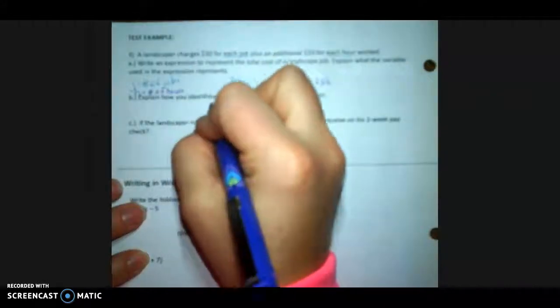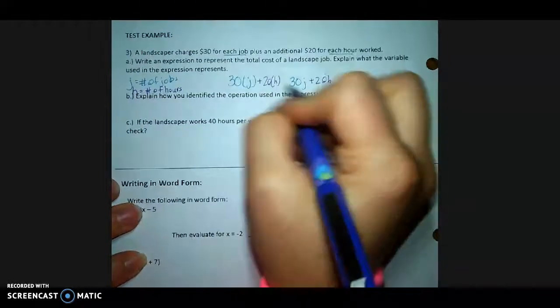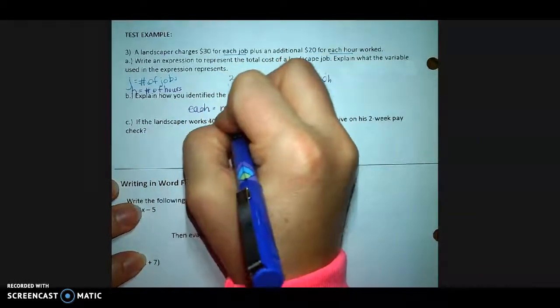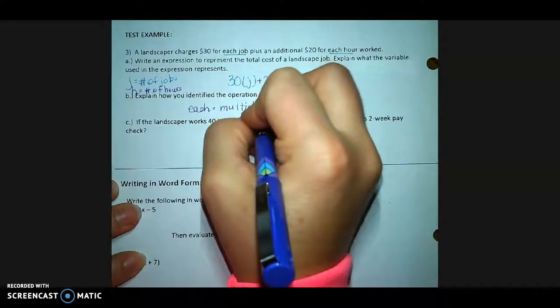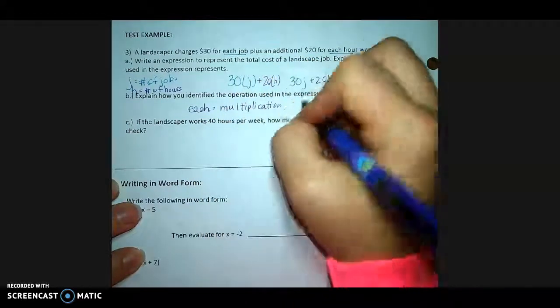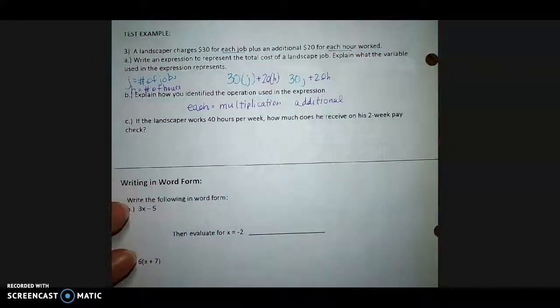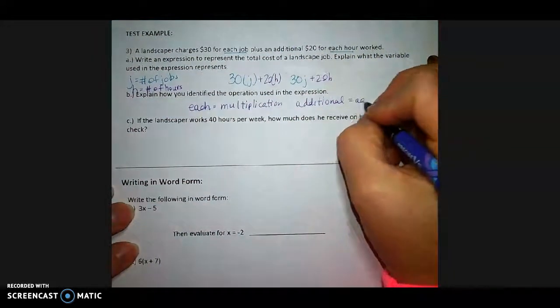So let's explain how you identified the operation using the expression. Well, because we were doing each, that's going to be our multiplication. And additional. All right, and additional means I'm going to add.